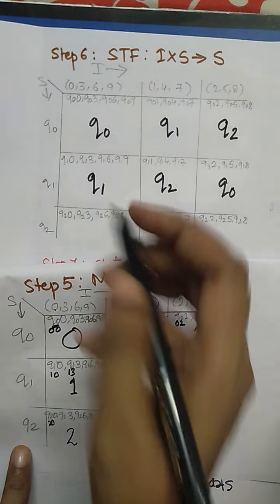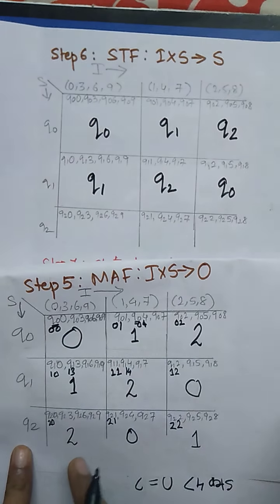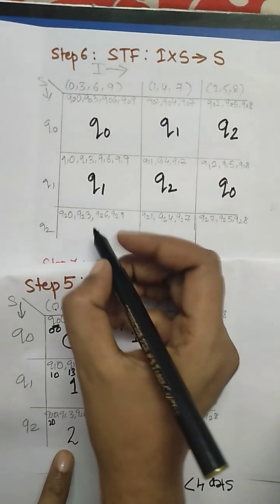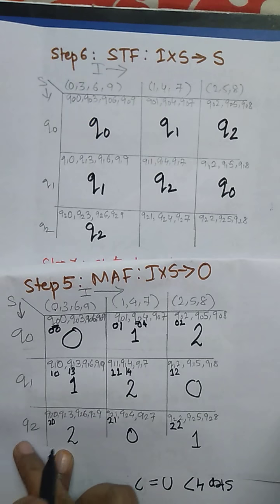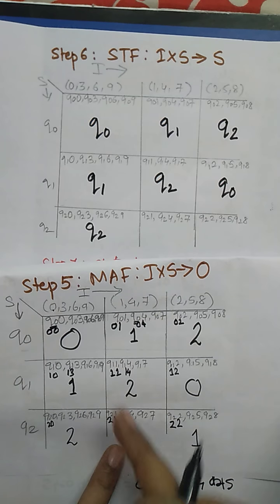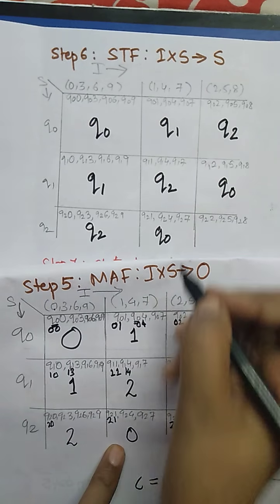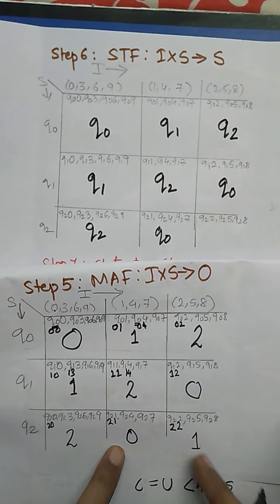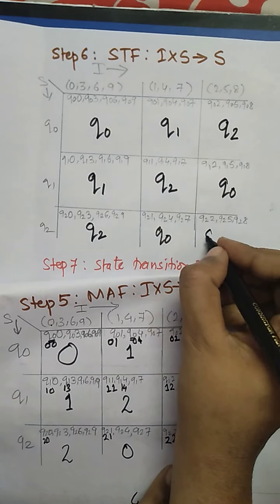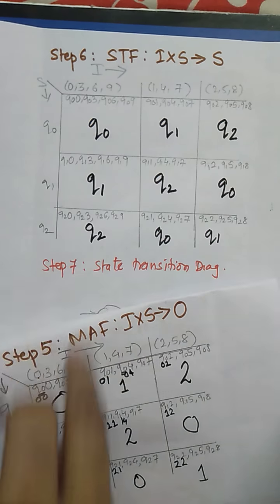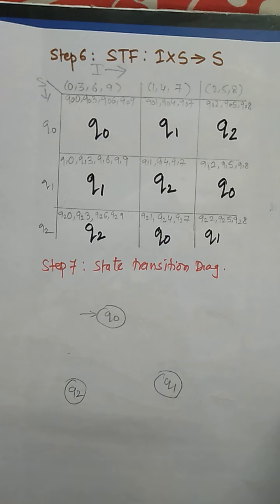Q2 with 0369, output is 2, that is represented by the state Q2. Q2 with 147, output is 0, indicated by the state Q0. Q2 with 258, output is 1, that is represented by Q1. So this is how we have completed the state function.